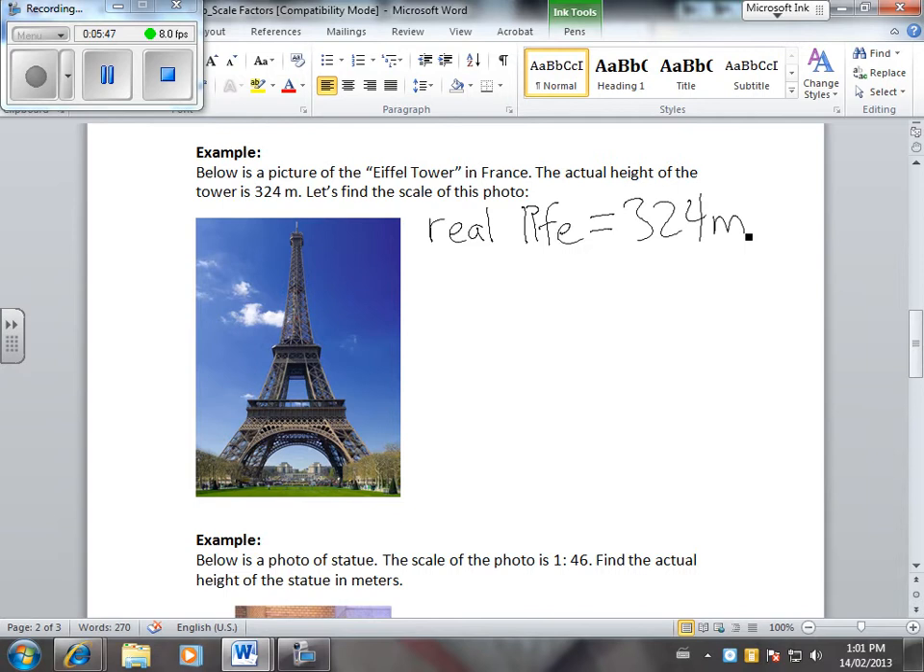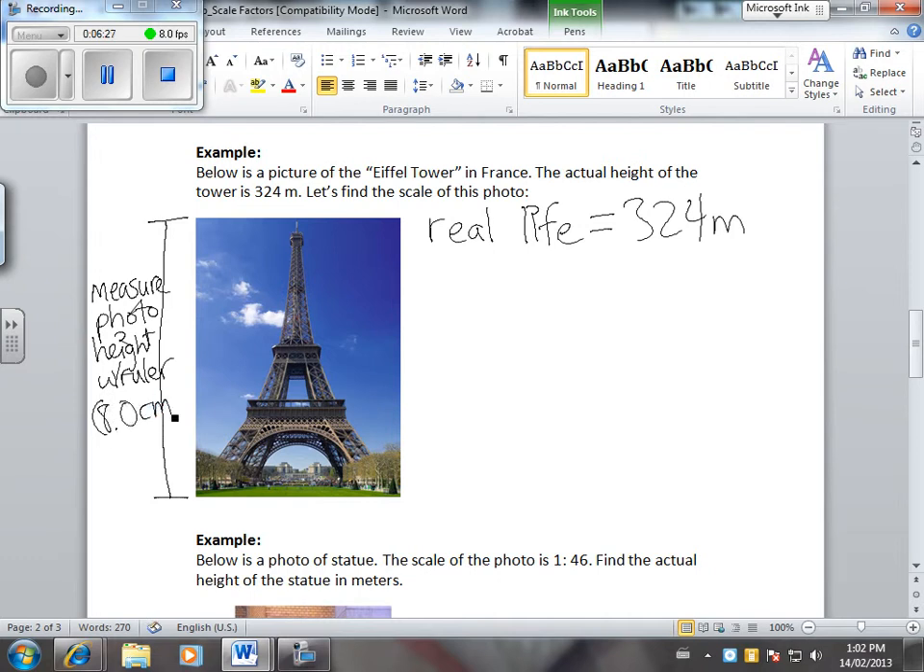Now get out a ruler and measure the height of this picture. Don't just wait for me to write it down. It will help you to measure it yourself. The more you do things yourself, the more pathways your brain makes, and then it helps you remember things. So measure the photo height with a ruler. Especially for this first unit, you should always have a ruler on you. We're going to be using it a lot. If you measured the photo, and I hope you really measured it, it's 8 centimeters.